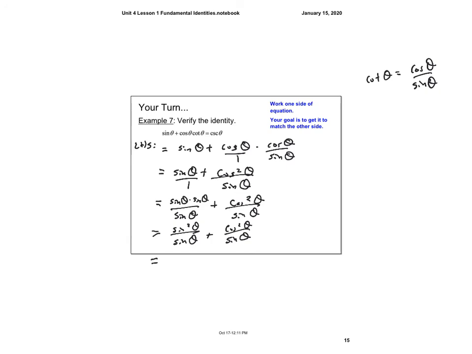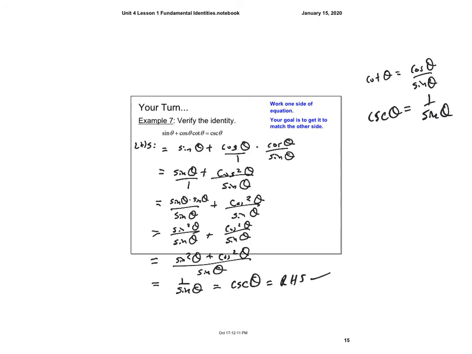All right, so now we got a nice common denominator, so I can go ahead and put it together over one denominator. So I'm saying sine squared theta plus cosine squared theta all over sine theta. And what is sine squared theta plus cosine squared theta? That's 1 over sine theta. And what is 1 over sine? You remember, cosecant theta is 1 over sine. So that gives me cosecant theta, which is my right-hand side. And so I'm done.